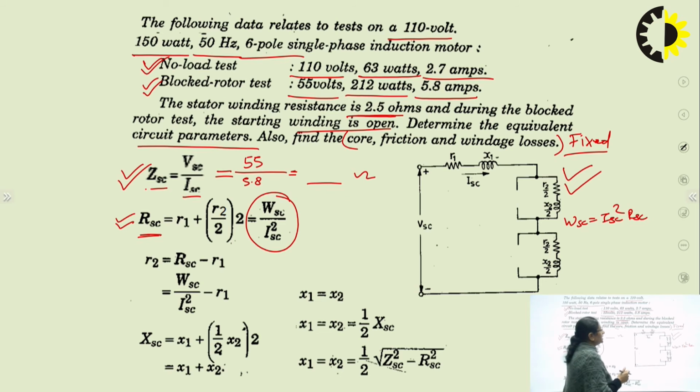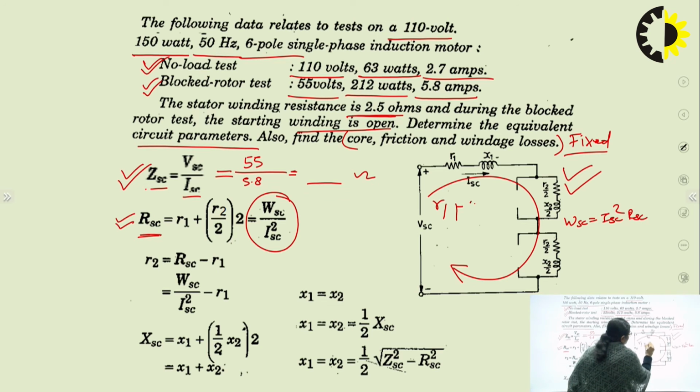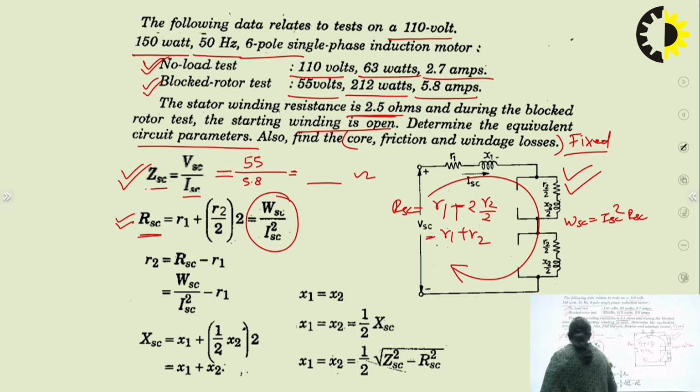Now, see the equivalent circuit to know what RSC actually is. The total resistance under this condition in the equivalent circuit can be seen as equal to R1 plus 2 times R2 by 2. So simply, RSC can be written as R1 plus R2. The value of RSC is known to us, so I can calculate resistance R2 as RSC minus R1. So RSC can be calculated from here.